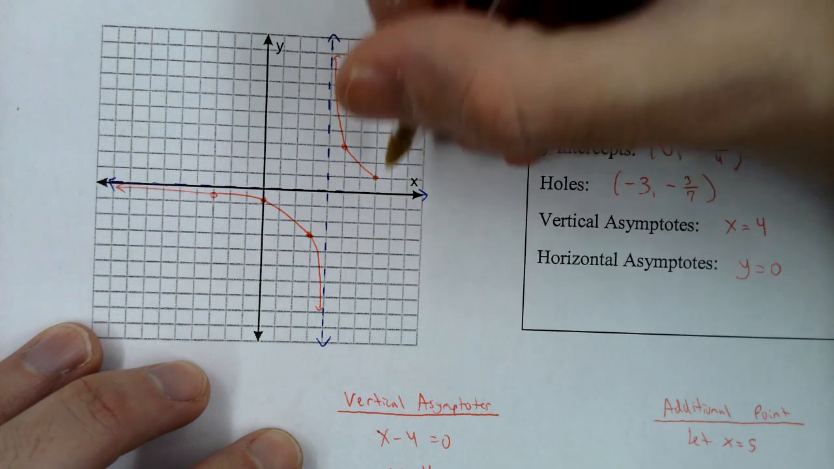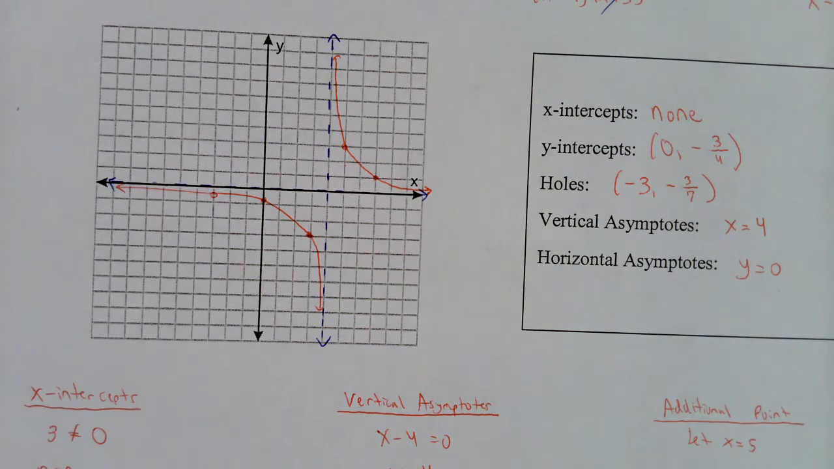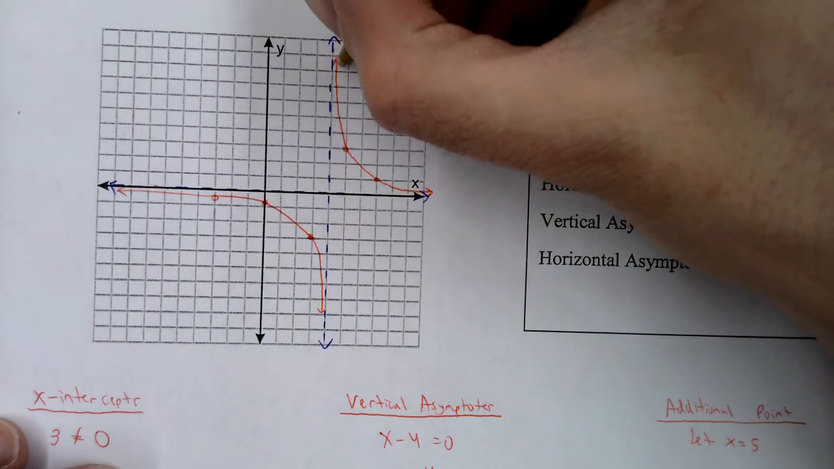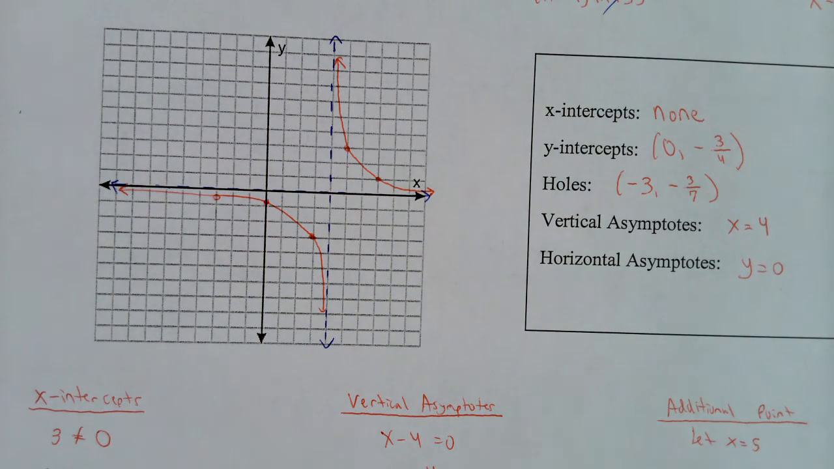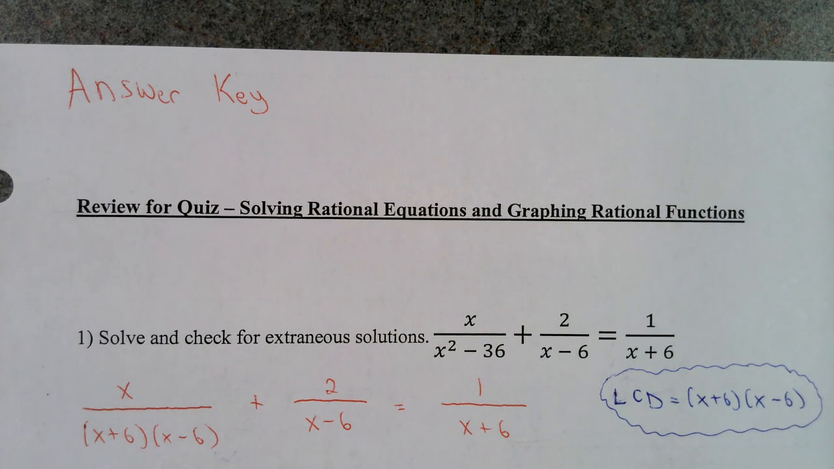Let's go like this. Okay. Just a sketch. Say that's good enough. And that's the end of that lesson. That's the end of the quiz review. The quiz is on solving rational equations and graphing rational functions.